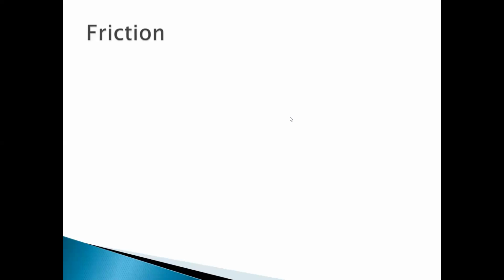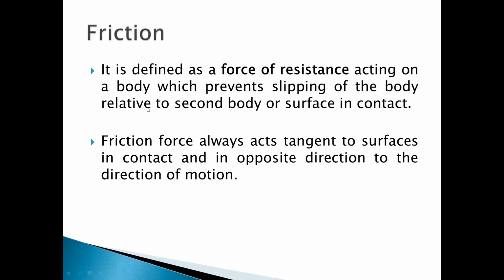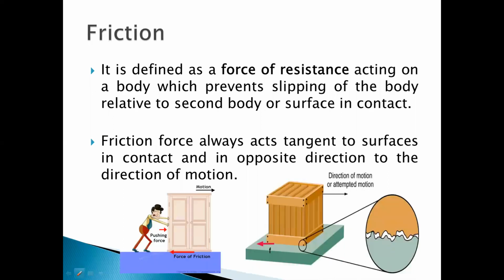So let us see what is the meaning of friction. Friction is defined as the force of resistance acting on a body which prevents the slipping of the body relative to a second body or the surface in contact. Friction is developed between two contact surfaces when one surface tries to slide over the other surface. So basically friction is the force of resistance, the force of resistance which is offered by one surface to the other surface in contact. This is called friction.